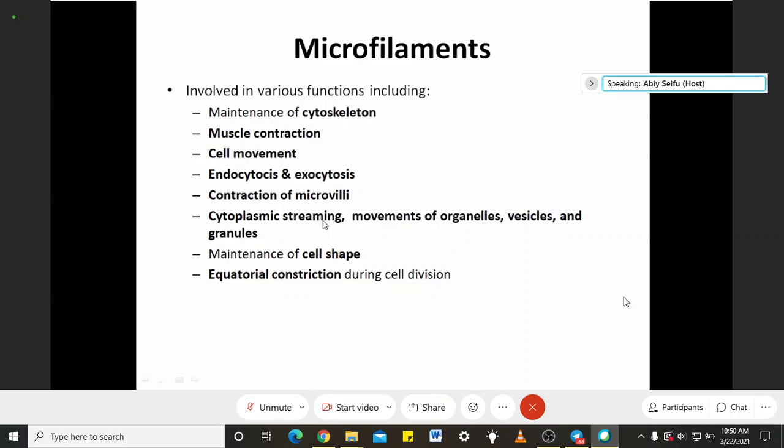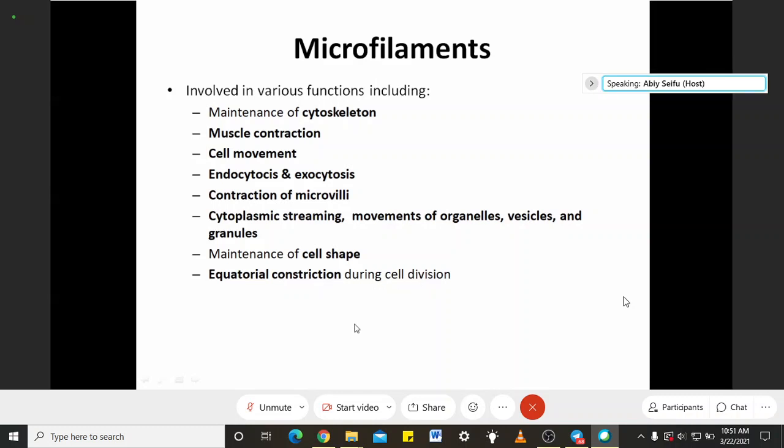Cytoplasmic movement as streaming, and movement of organelles, vesicles, and granules are also due to this type of activity. Microfilaments are also involved. Also, we said microtubules are the principal organelles, but microfilaments also have important roles to play. Maintenance of cell shape as well as cell division, formation of constriction of the cytoplasm at the equatorial region of the cell, as formation of equatorial constriction.